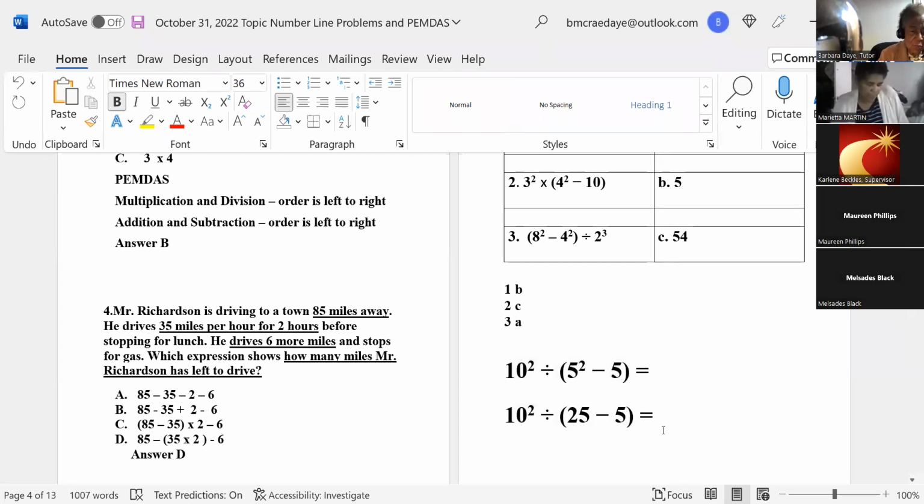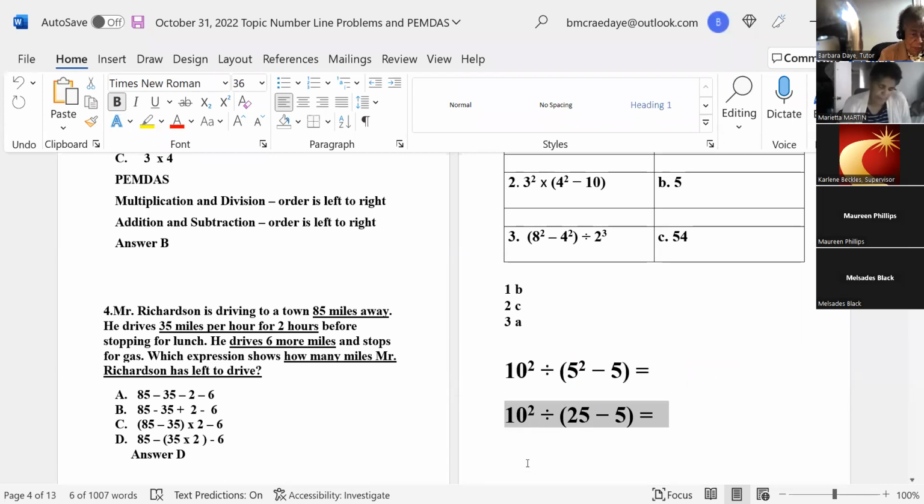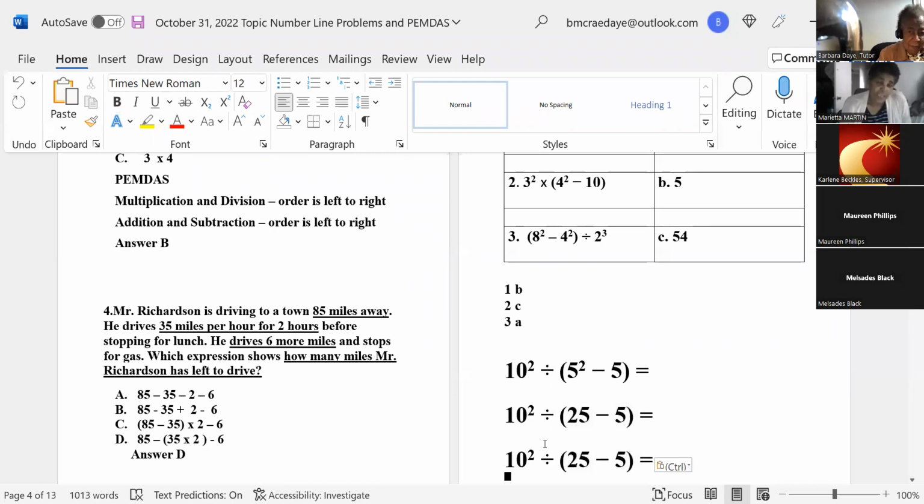Minus 5 is what? What's 25 minus 5? Subtract 5 from 25. What do you get? 20. Very good. There we go. So this becomes 20. So let's just put 20.